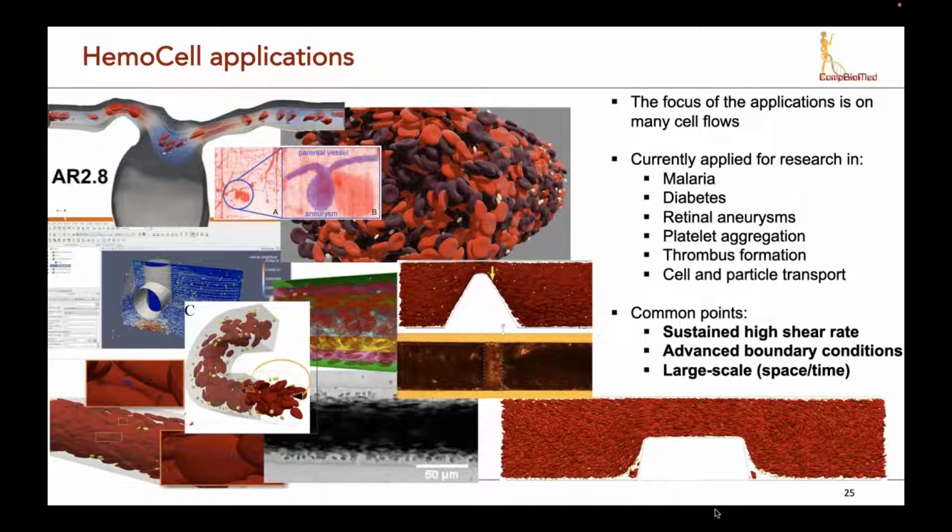Some of the common points of these diseases, while they were not really possible, let's say 10 years ago, is that they require sustained high shear rate. That is typically something that happens with thrombus formation. They require advanced boundary conditions, and they are large-scale simulations, in the order of at least tens of thousands of red blood cells.